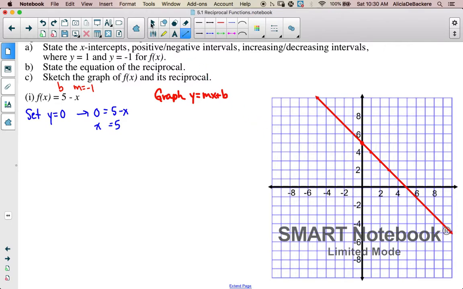All right. And for some questions, you'll actually be given the graph and you'll just be asked to add the reciprocal to the grid. You won't be given an equation. So watch out for that kind of example. All right, next up, we've got our x-intercepts.